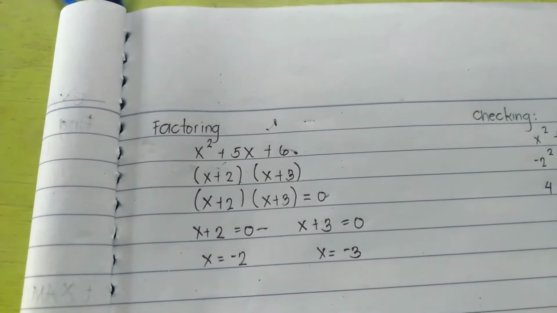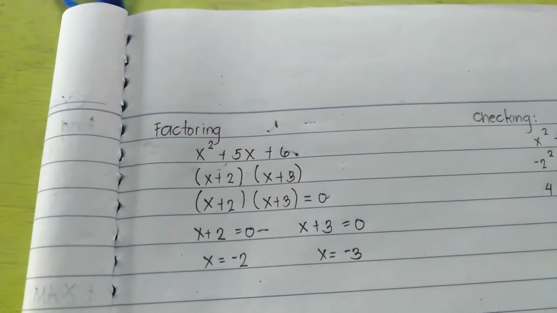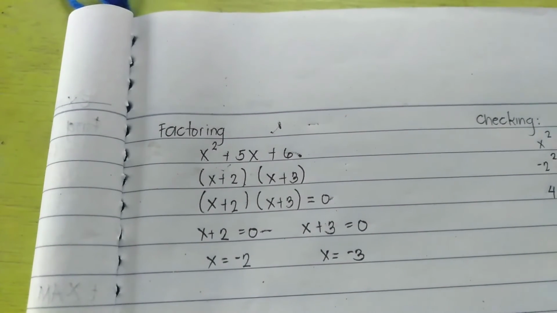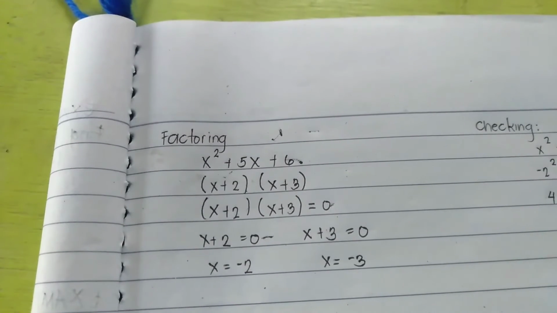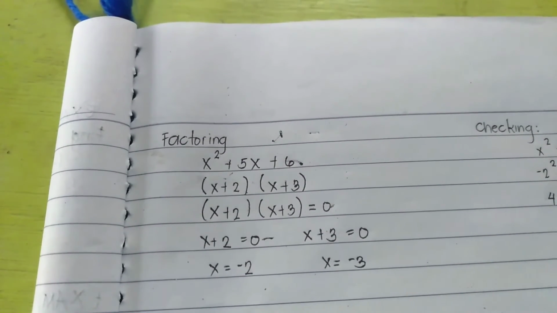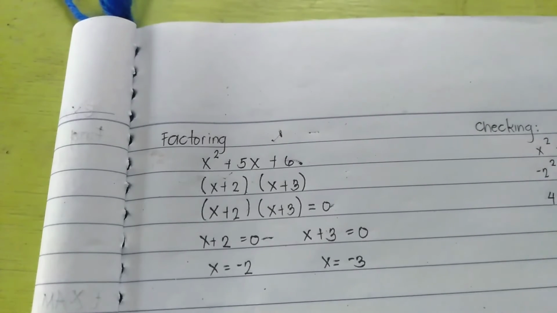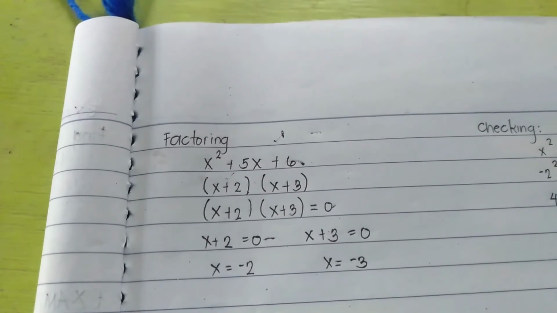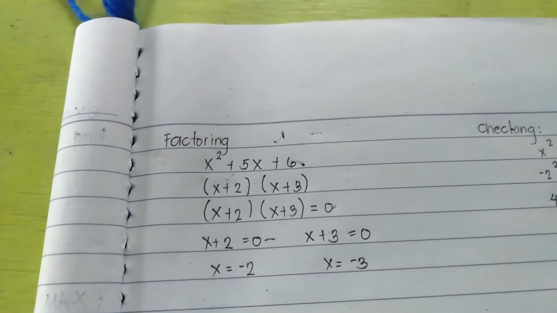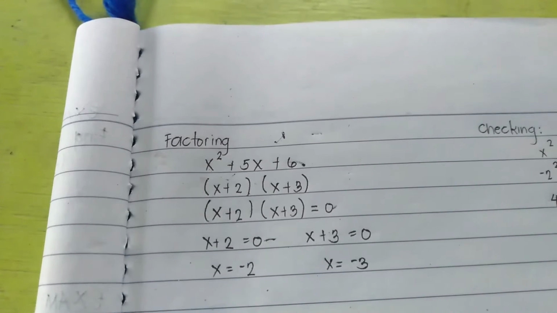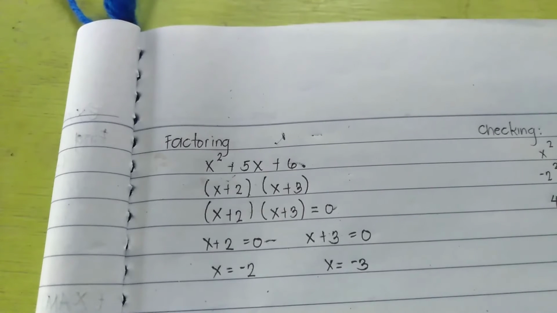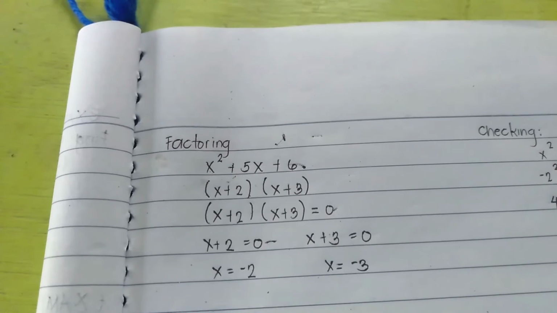For example, factoring: x squared plus 5x plus 6. Its factors are x plus 2 and x plus 3. Then equate the factors to 0. X plus 2 is equal to 0 and x plus 3 is equal to 0. So transpose 2 to the right side, so the sign will be changed. X is equal to negative 2. X plus 3 is equal to 0. Then transpose 3 to the right side. Then the answer is x is equal to negative 3.